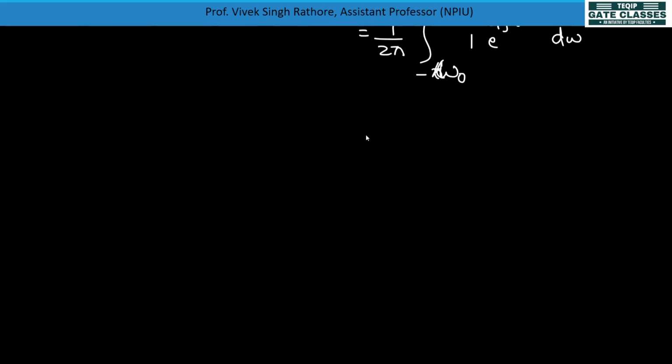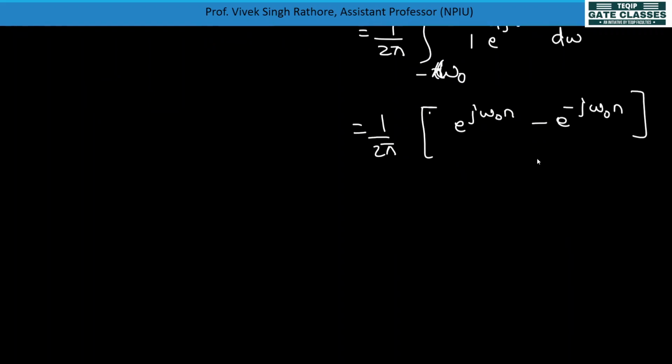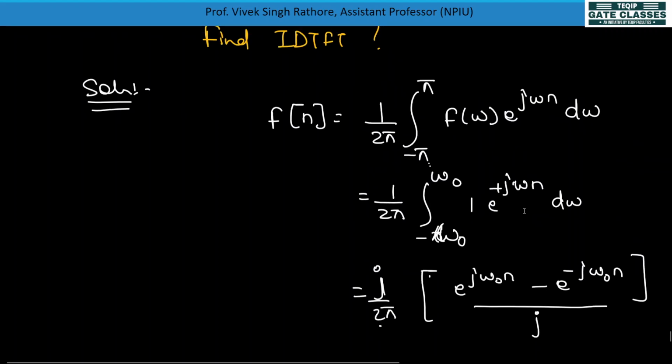Now see, the calculation suggests that 1 by 2 pi is there, and then e to the power j omega n. So here we can write e to the power j omega 0 n minus e to the power minus j omega 0 n, because here the minus will come. Now you can also divide by j and multiply by j, nothing will happen. So 2 is here, and 1 by jn will already come.